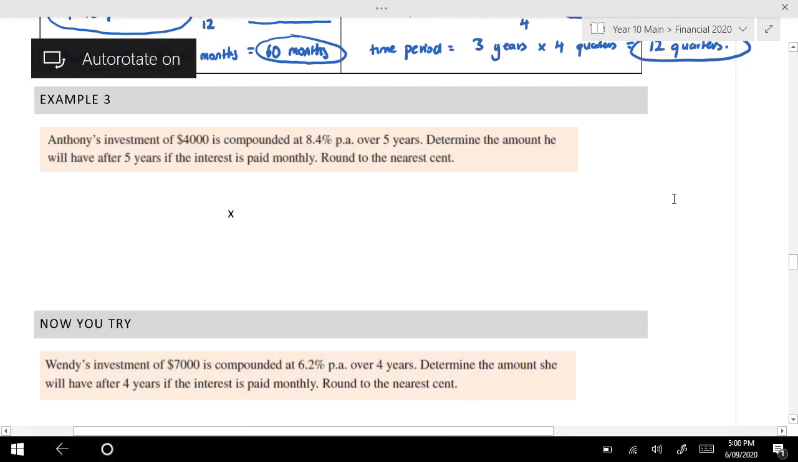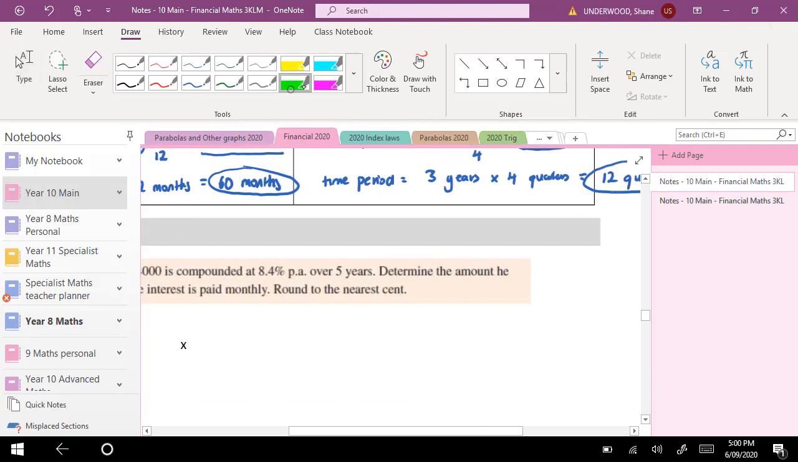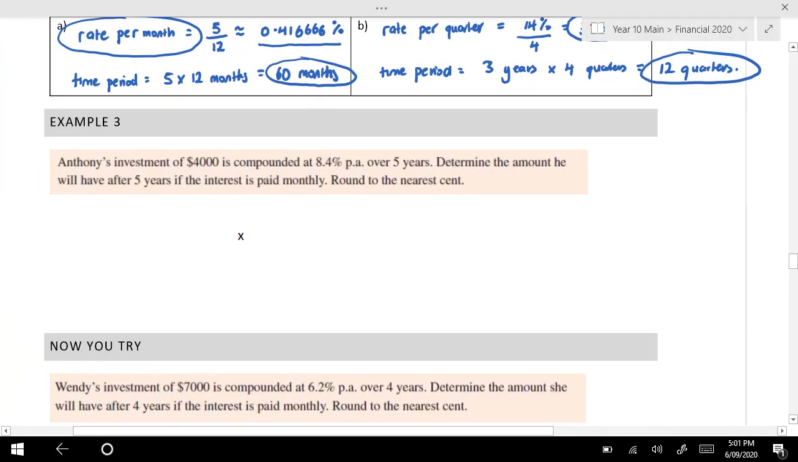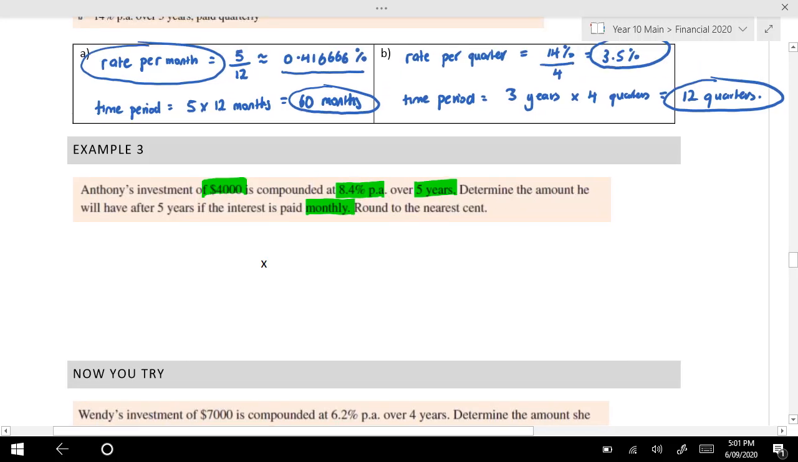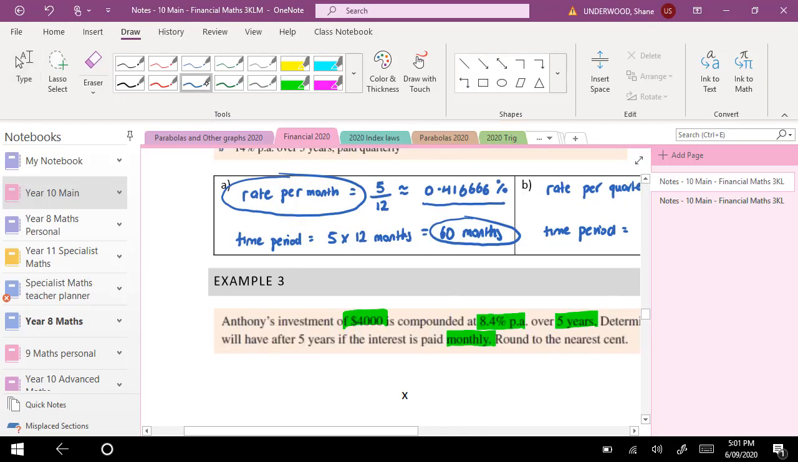All right, now let's do this example. Anthony's investment is $4,000. Now let's get a highlighter out, and this is what you should be doing, taking note of this. These are the things we need. We need the principal, which is $4,000. It's compounded at 8.4%, so that's our rate. It's over 5 years, but it also says determine the amount if the interest is paid monthly. So, of course, it's compounded monthly, so we're going to have to find that time period and the rate per month, not the rate per annum, like we have here. Okay, so that's the first thing you do.